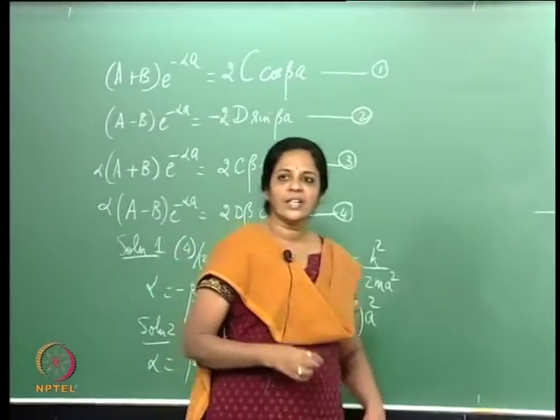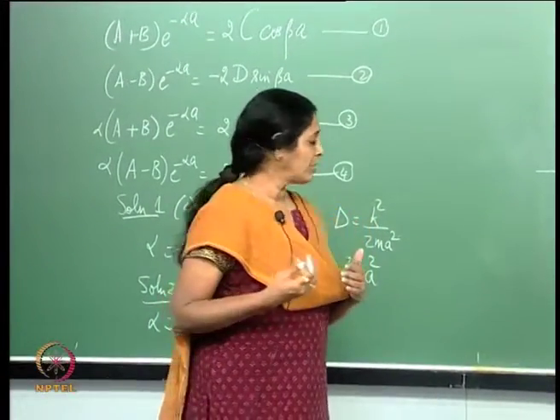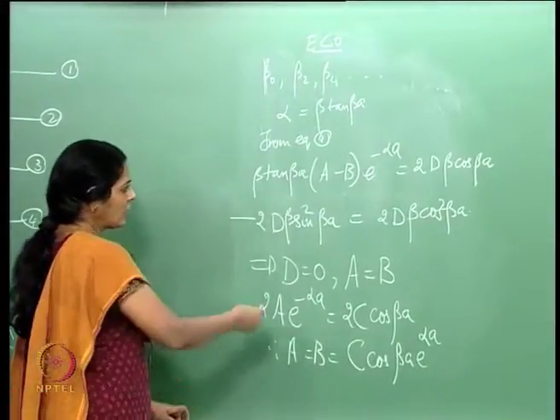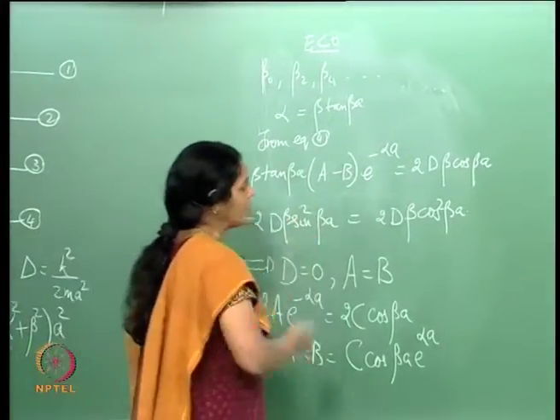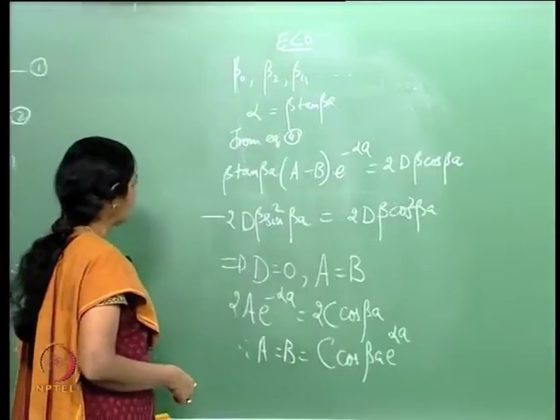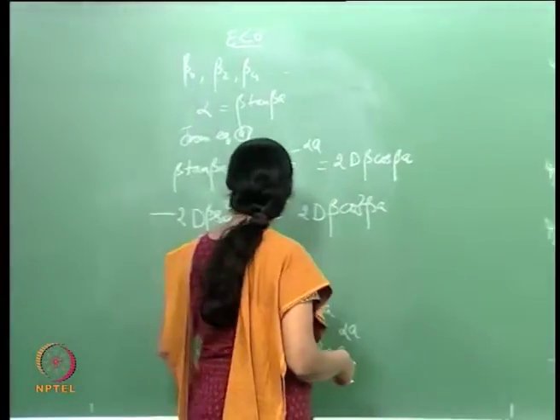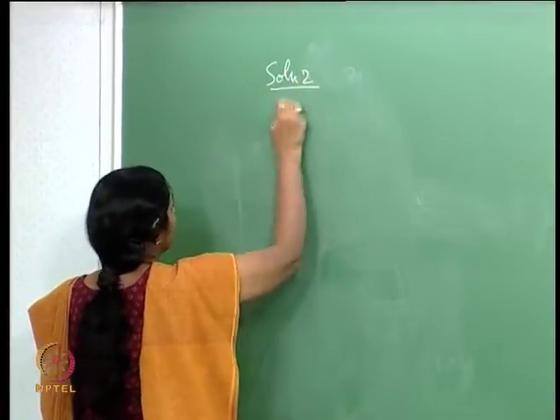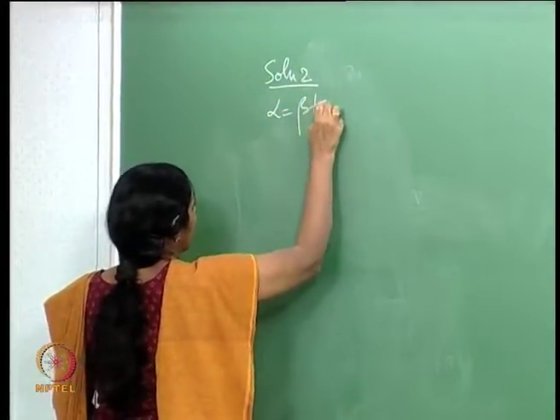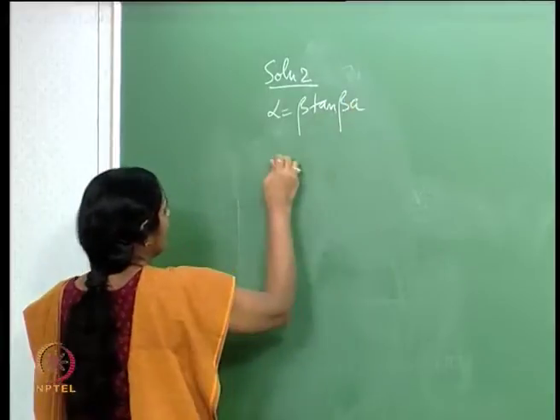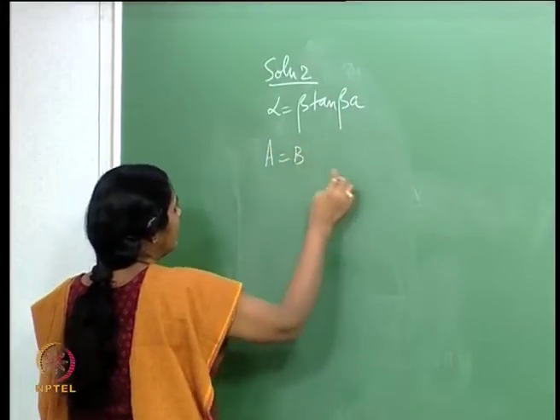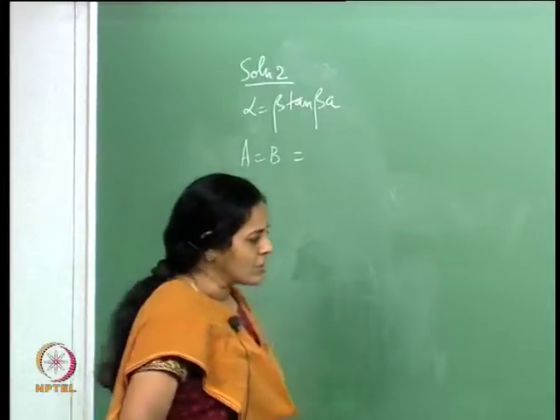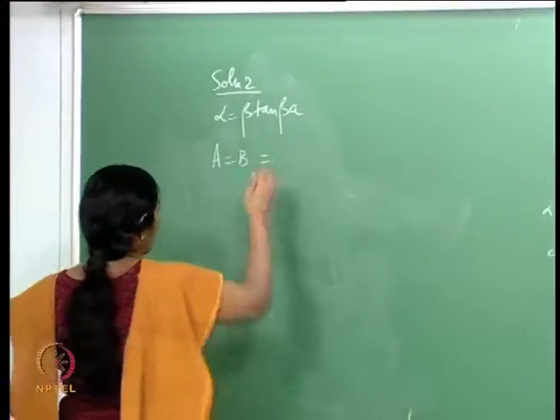So, now I can write out the wave function in the different regions. So, let us see, psi 1 of x is A e to the alpha x. So, we are looking at solution 2. Alpha is beta tan beta A. It gave me A equals B, and that can be written in terms of C as C cos beta A e to the alpha A.